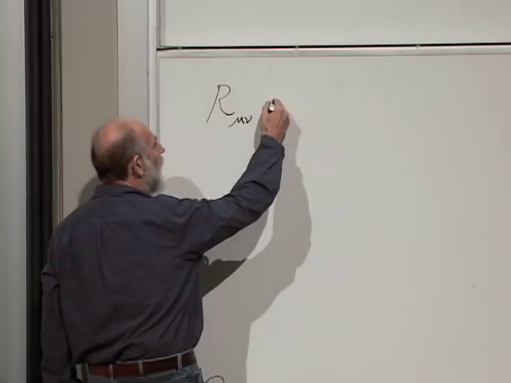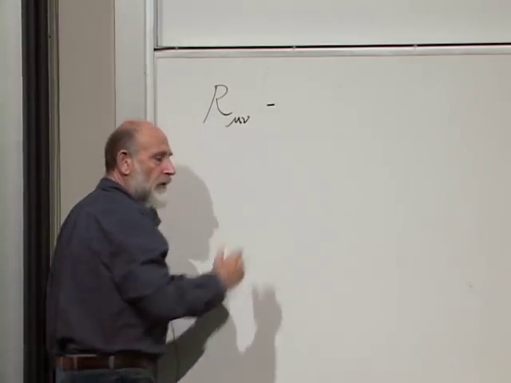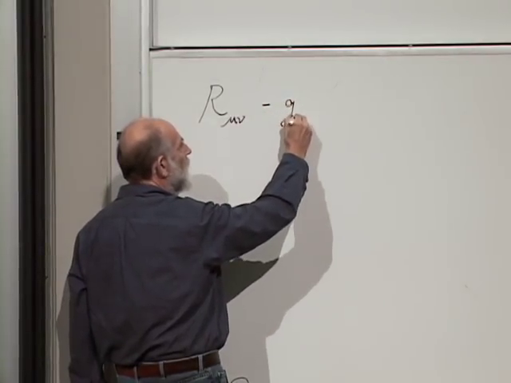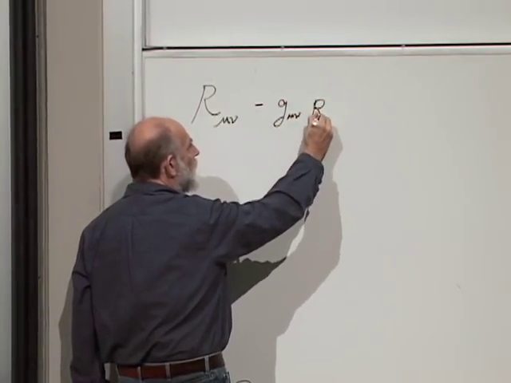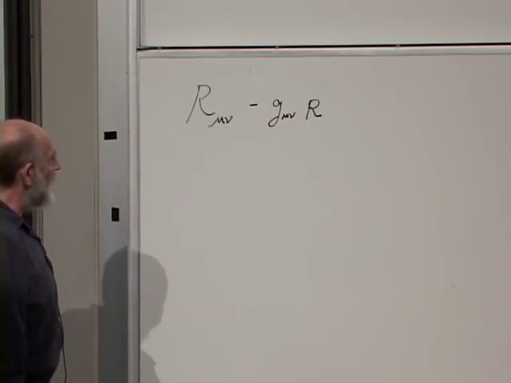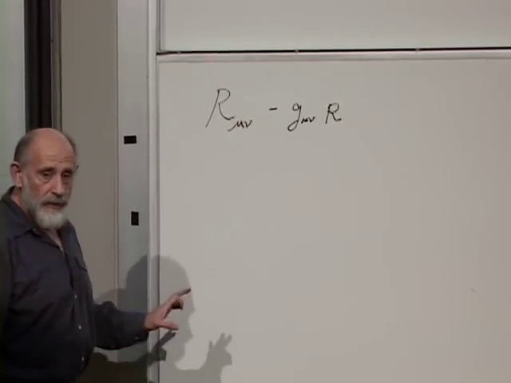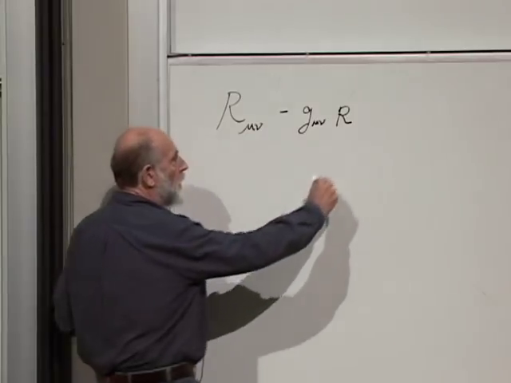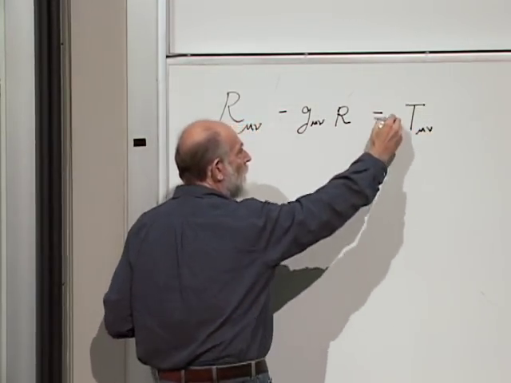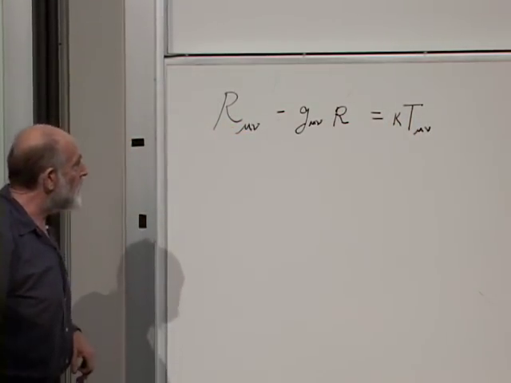R mu nu, and minus some constant, whether it's minus or plus, we'll figure out later, g mu nu times R. Now, that's not quite right. The coefficient here is determined by requiring, well, we're going to put on the right-hand side T mu nu times a numerical constant, 8 pi times the Newton constant, but sometimes just called k.